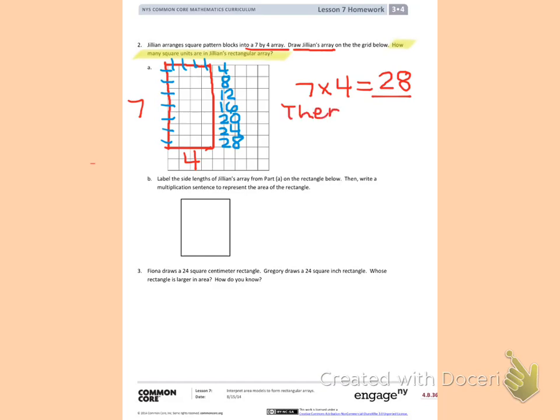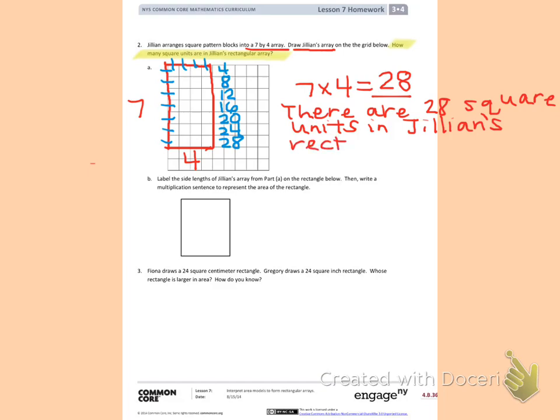There are 28 square units in Jillian's rectangular array.